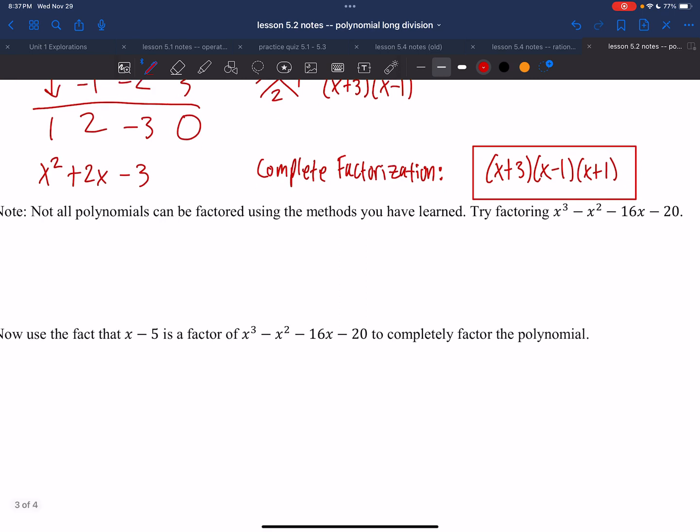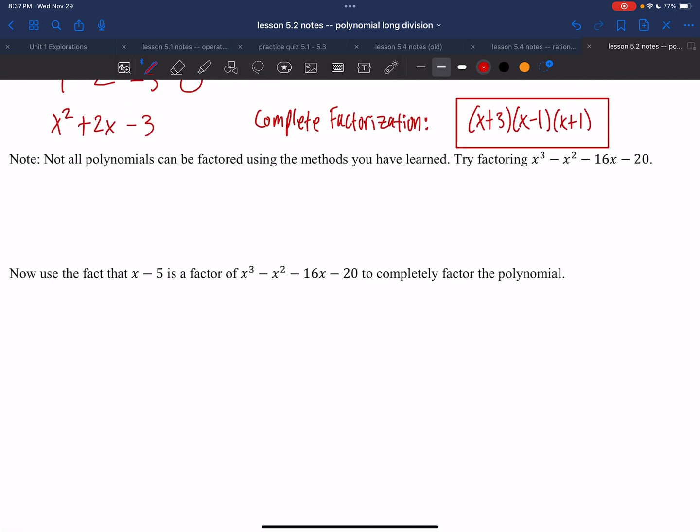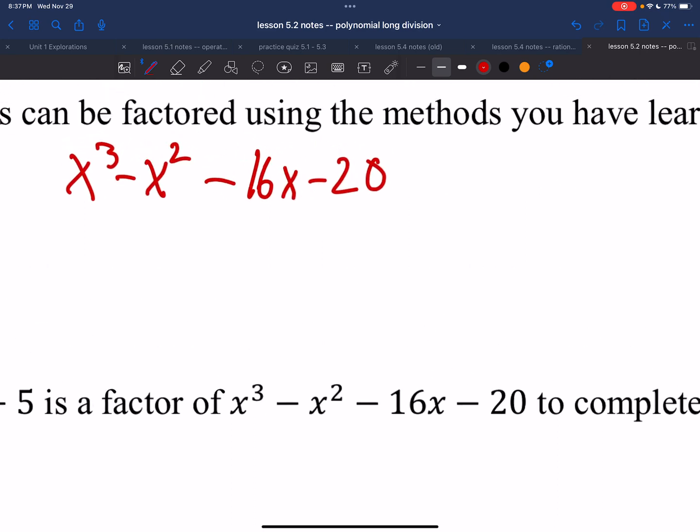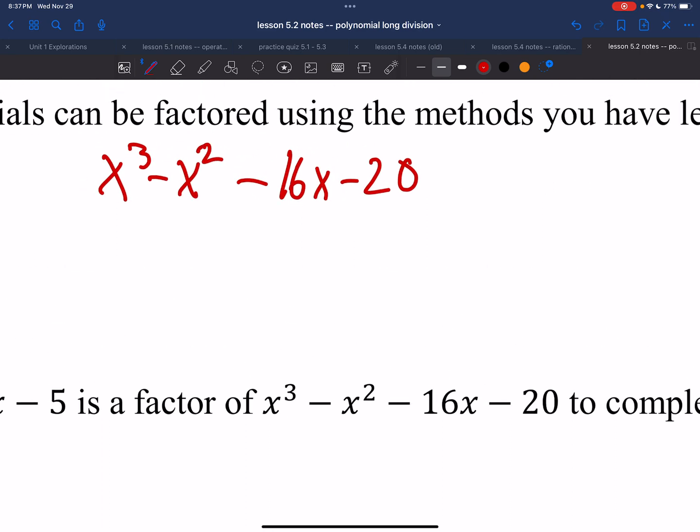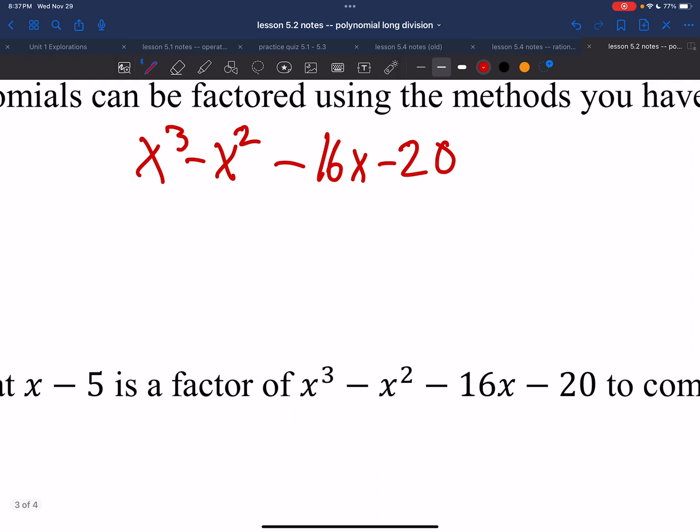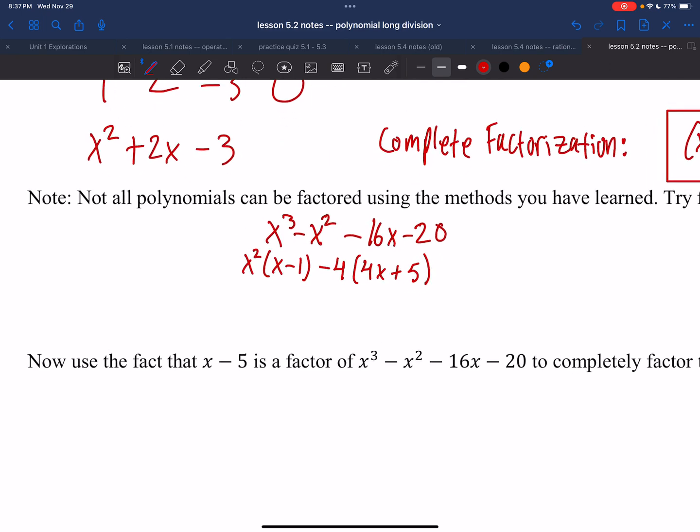Now, and this is the point of the activity here, the structure. It says not all polynomials can be factored using the methods you've learned. So try grouping on the next one, right? That's the idea, is you'd get stuck here. So when you have x cubed minus x squared minus 16x minus 20, right? Like this. So I'll factor out x squared, so I get x minus 1, and then I'll factor out negative 4, and I'll get 4x plus 5, right? And that's just through grouping.